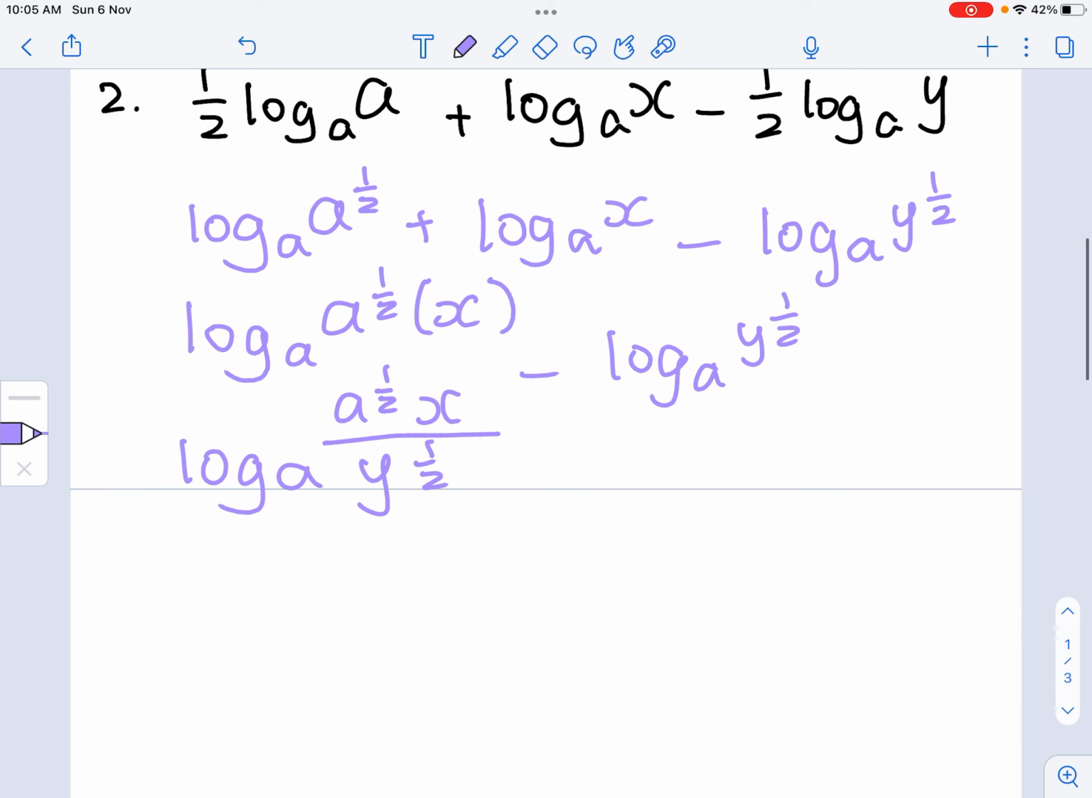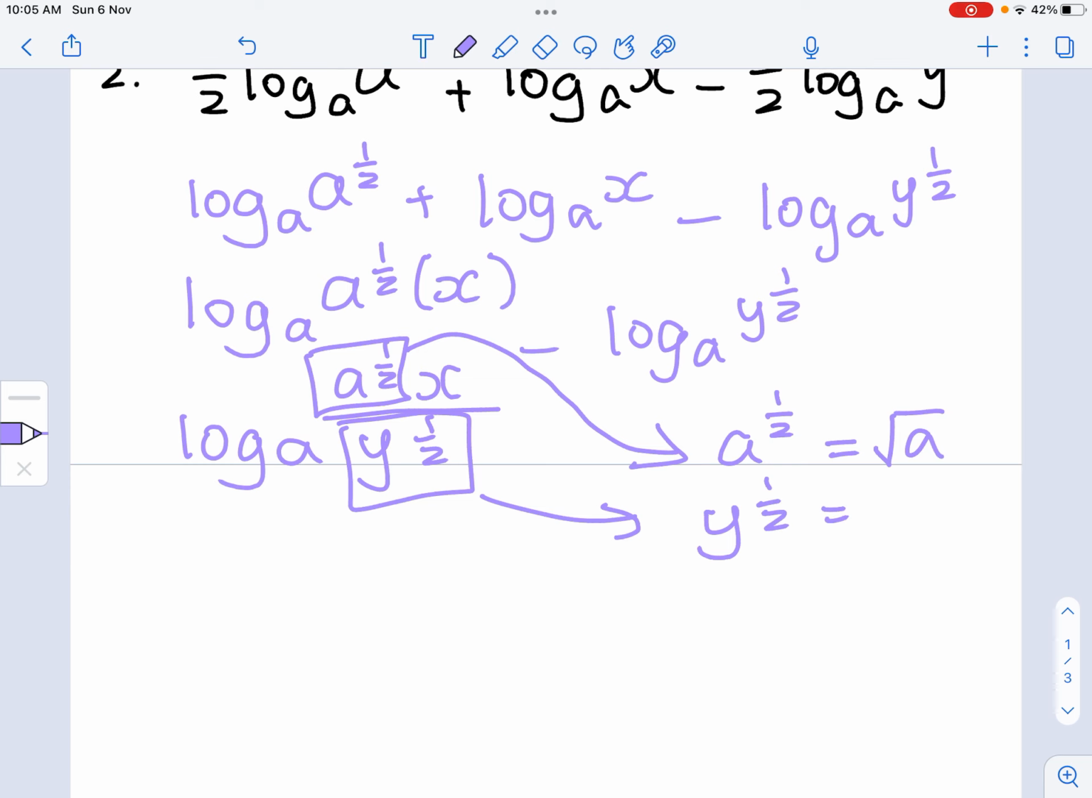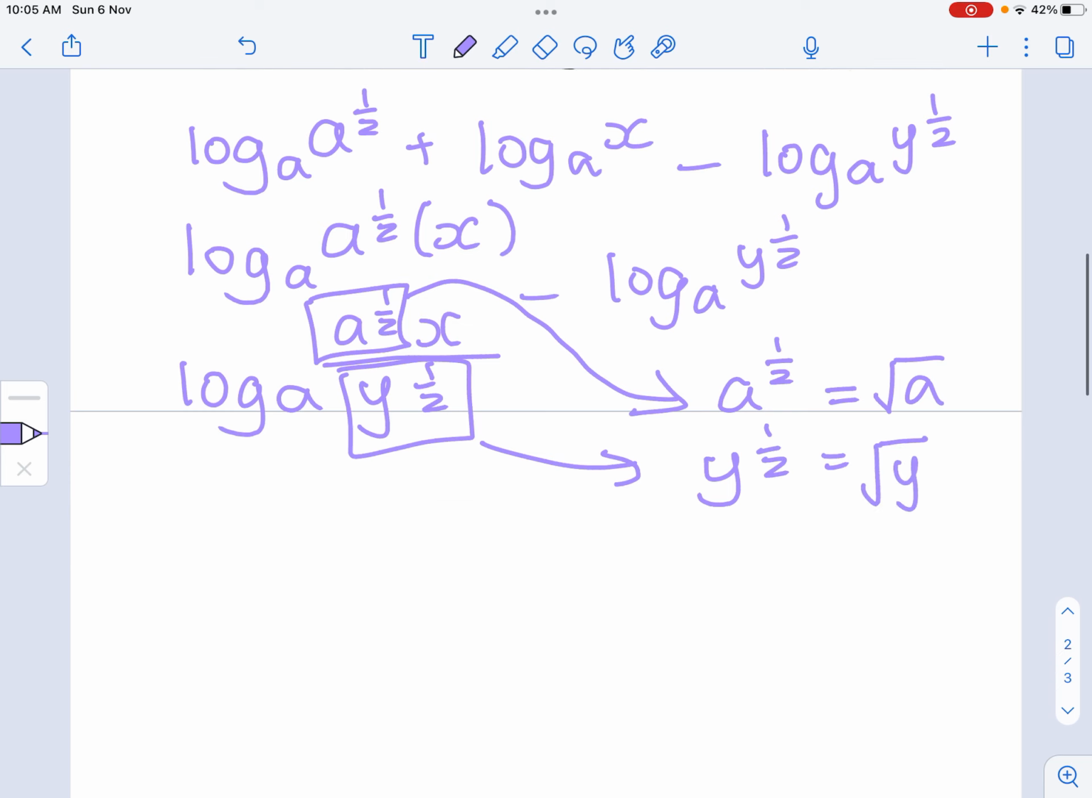Now here we can just leave our answer that way, or we can turn it into a square root. What that means is, when we see just a simple a to the power of 1 over 2, that's the same thing as square root a. And again, if we see y to the power of 1 over 2, that's the same as square root y. So we can also write it that way.